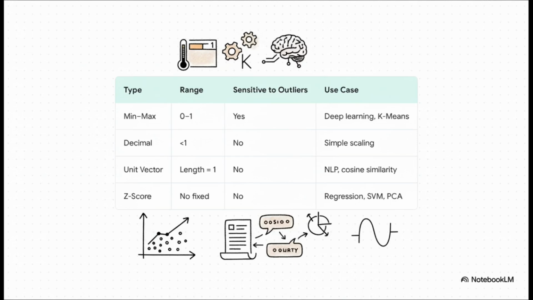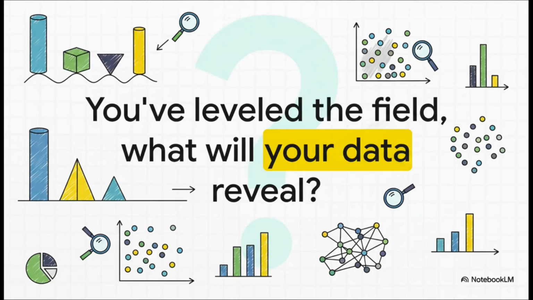Normalization isn't just some technical step you have to check off a list. It's about letting every single feature in your data tell its story fairly. It's about unlocking the real patterns that are hiding just beneath the surface. So the question I'll leave you with is this. Now that you've leveled the playing field, what will your data reveal?